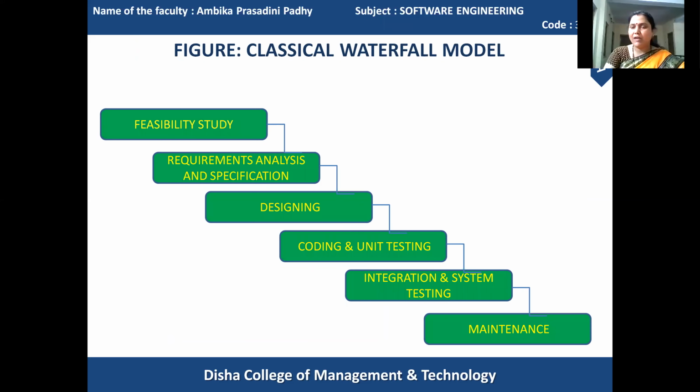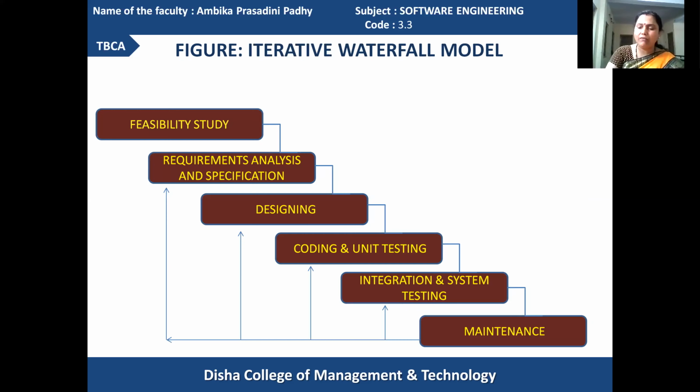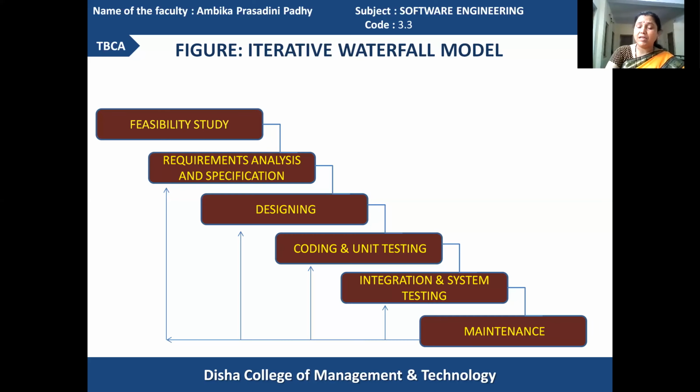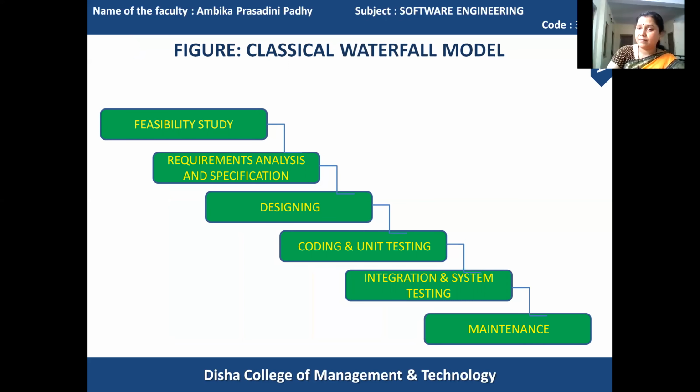As in the classical waterfall model, we can go forward. Similarly, in iterative also we can go forward. But in the classical waterfall model, we cannot go back and rectify the errors. It has given many difficulties. And these difficulties are solved in the iterative waterfall model because of these backtracking flow lines. Got it? The backtracking provides many benefits.